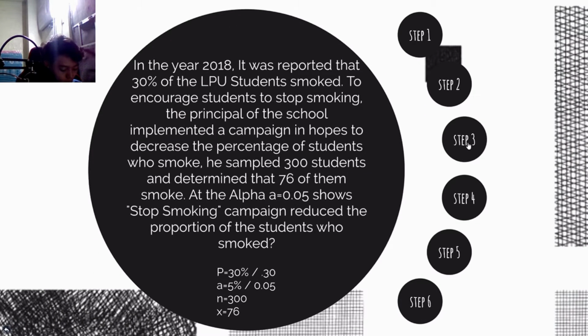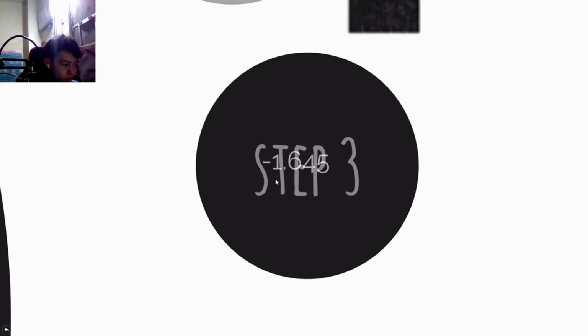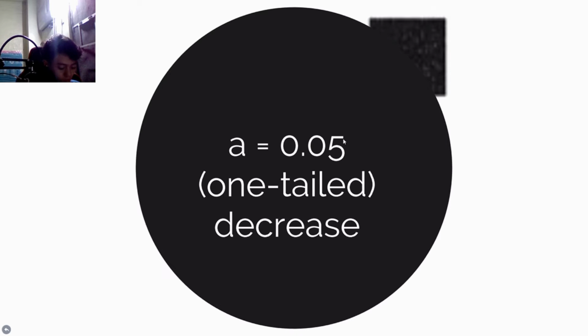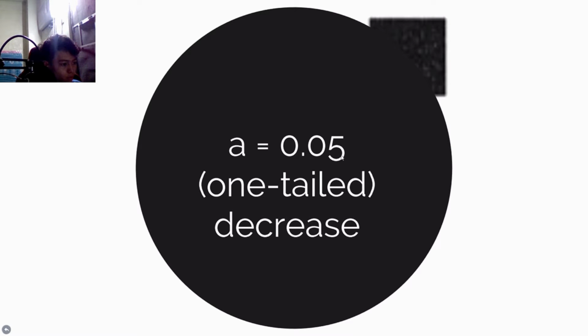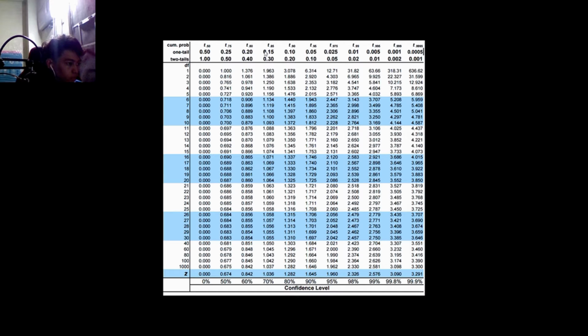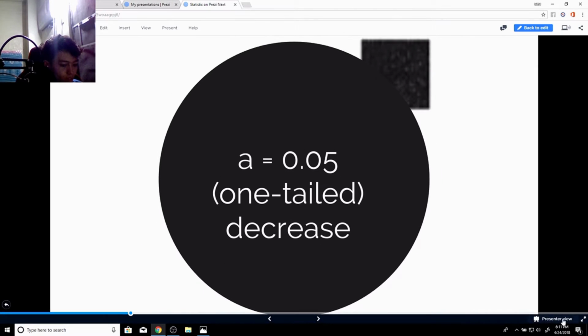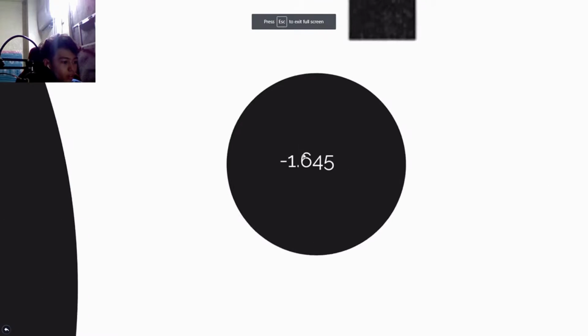Now in step 3, we are going to determine the critical value. To get the critical value, we are going to use the alpha from step 2, and we are going to use the t-table. So it is 0.05 and it is one-tailed, and 0.05 here. Then the z value of 1.645 is the critical value, and since it is a decrease, it will be negative.